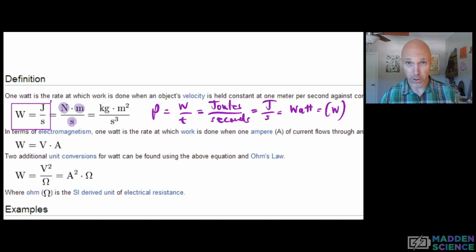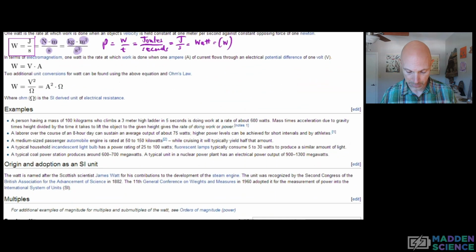So we saw earlier that newtons times meters were kilograms meters per second, meters squared per second squared. Sorry. So if you put in another second in the denominator, you get kilograms meters squared per second cubed. Now, you do not need to memorize that. It's just interesting to know where it comes from and how it is built.